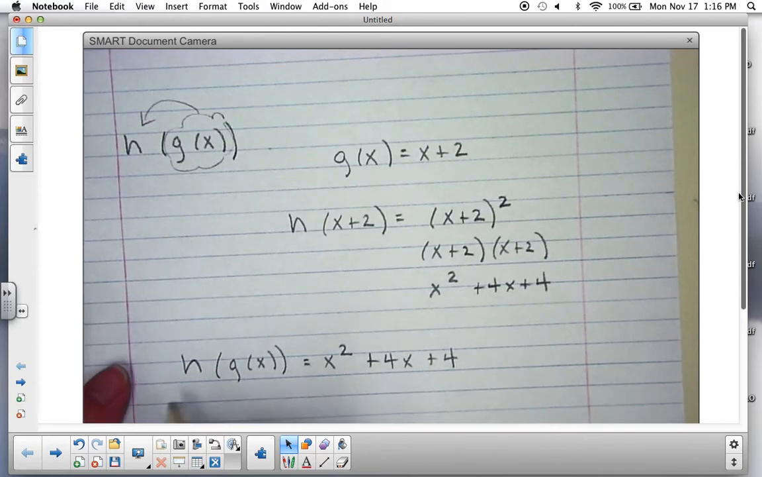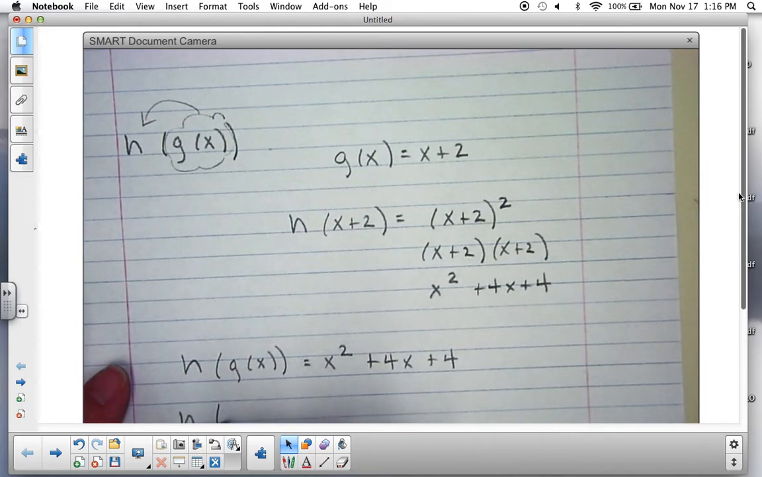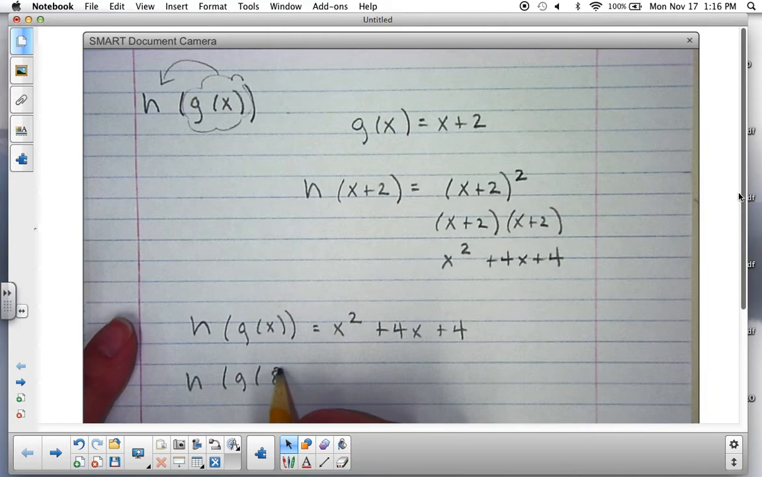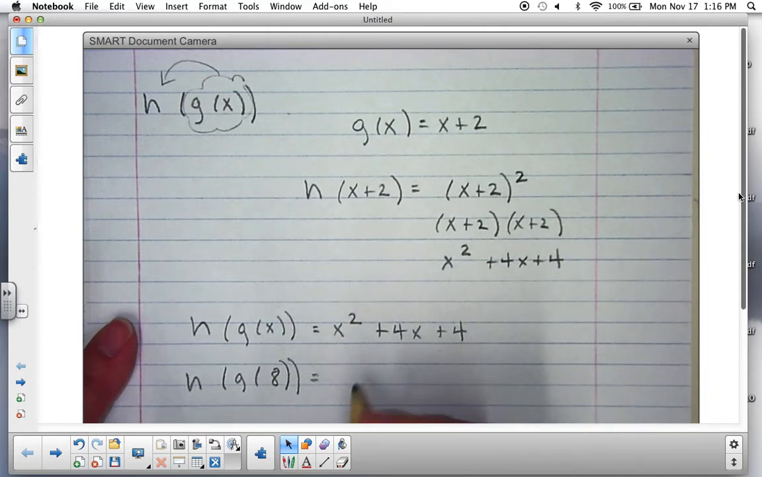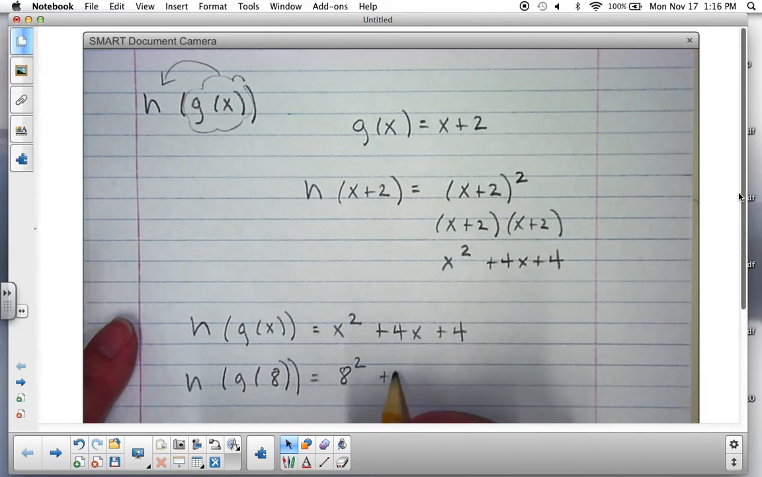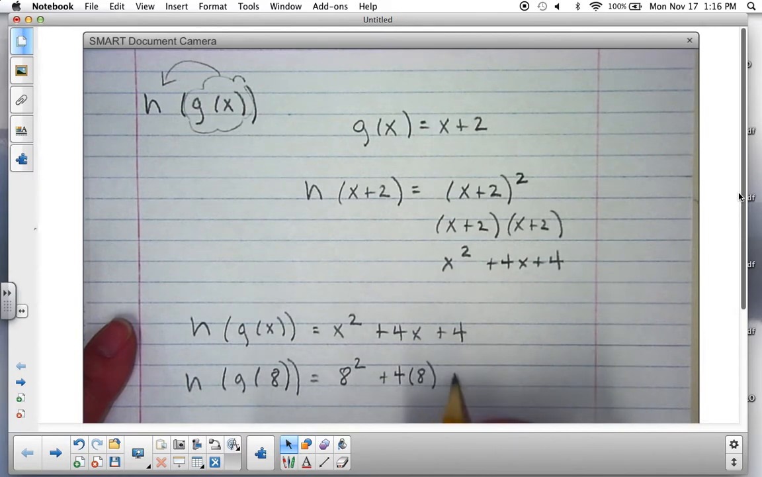So now let's use this rule and find again h of g of 8 like we just did a minute ago. I would put 8 squared plus 4 times 8 plus 4. It looks like 64 plus 32 plus 4. Guess what the answer is? 100.